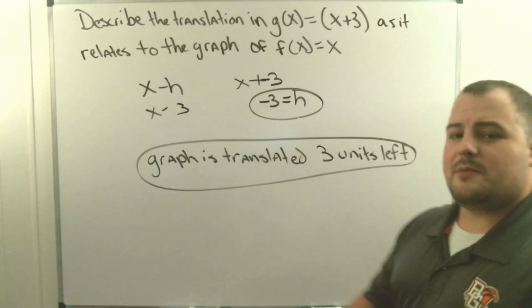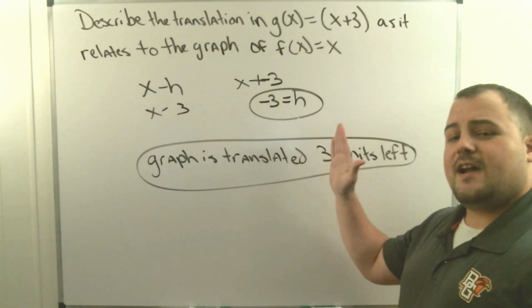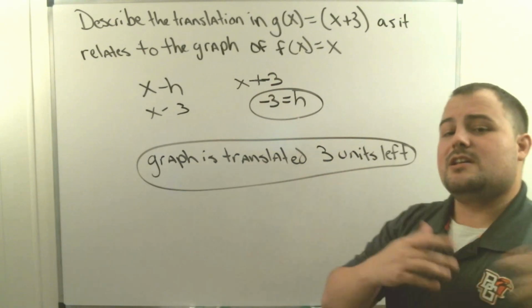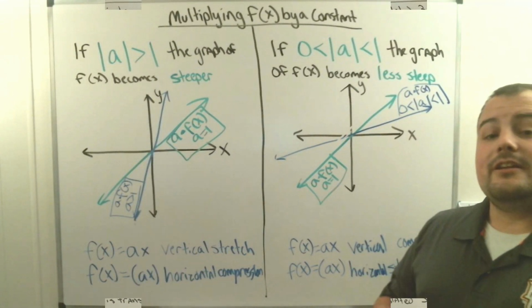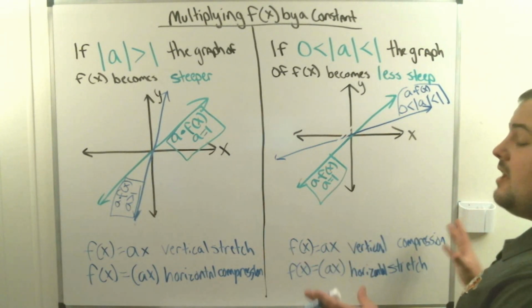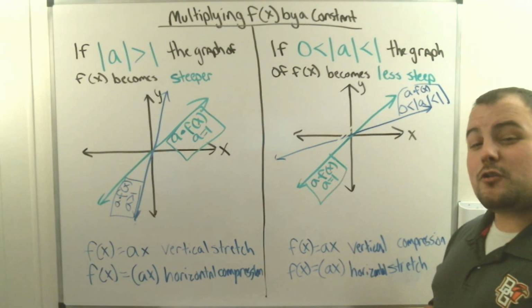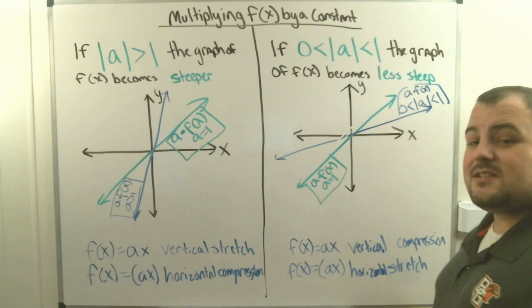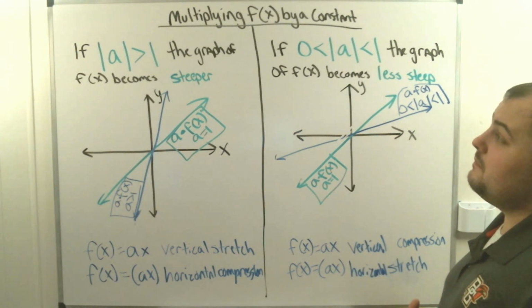So if we want to describe what happened from this graph to that graph, the graph moved left by 3 spaces. And that's because the plus is actually two negatives. Two negatives make a positive. Alright, take a few seconds and copy down everything that you see on this screen. We're going to talk about vertical and horizontal stretching and compressing. So make sure you copy this down because we're going to talk about graphs getting more steep and less steep.